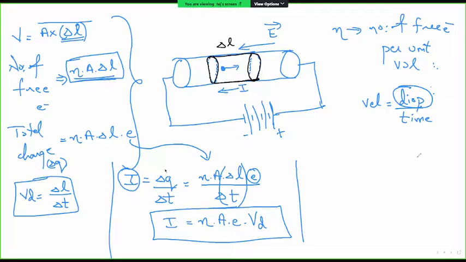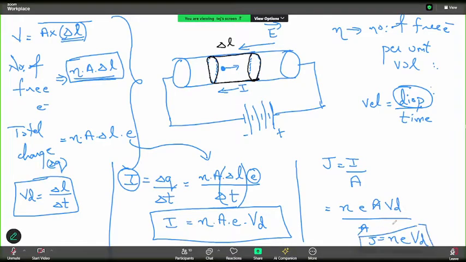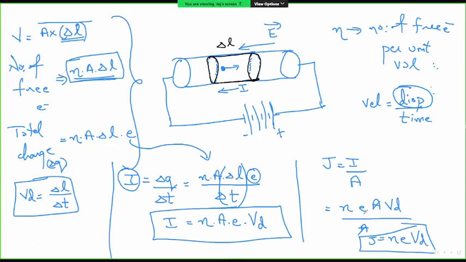We won't stop here. The reason is that in yesterday's class, we also learned a concept called current density. Current density was represented by the letter J. J was equal to I by A. Now, do I know the answer for I? Yeah. So I'll copy it: NEAVD divided by A. A and A get cancelled. What remains? J remains. NEVD is the answer. J equals NEVD is the answer. So remember this. Fine. So we found I, and immediately we also found the value of J. Now, we won't stop here. J equals NEVD is there.